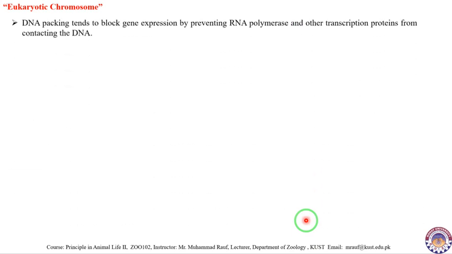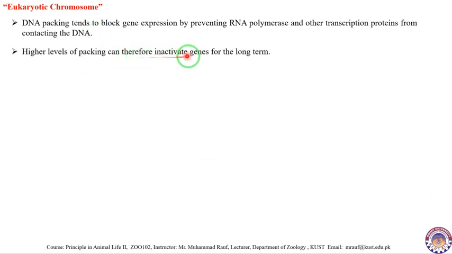DNA packing tends to block gene expression by preventing RNA polymerase and other transcription factors from contacting the DNA. Now, if the DNA is wound around histone proteins, then the replication machinery or the transcriptional machinery cannot access such a DNA molecule. Higher levels of packing can therefore inactivate genes for the long term. As I said earlier, if the degree of packing and condensation is greater, then such an area is termed heterochromatin, and the genes in that area are not transcribed.